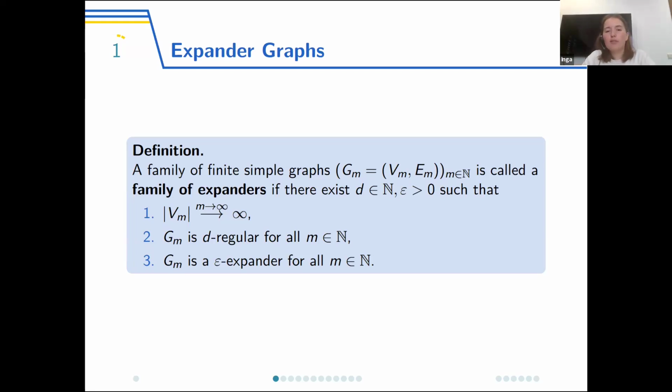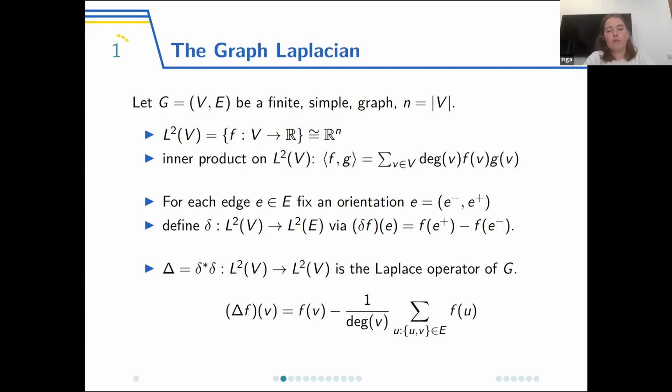The mathematical term to express that is to say that our graphs are epsilon expanders for some uniform constant epsilon. Now I want to explain what being an epsilon expander means. How do we measure being well connected in a mathematical sense? For that, we need to develop a few tools. I first have to tell you what the graph Laplacian is. I will do that in a bit of detail, just so that later on, when we go to higher dimensions, I hope you can see the similarities.